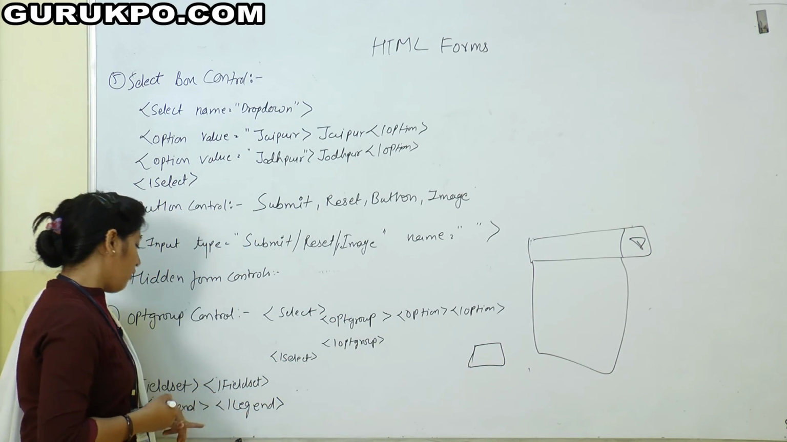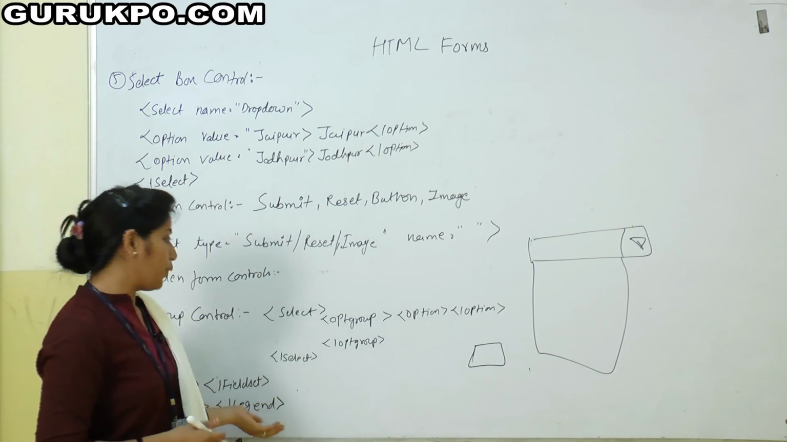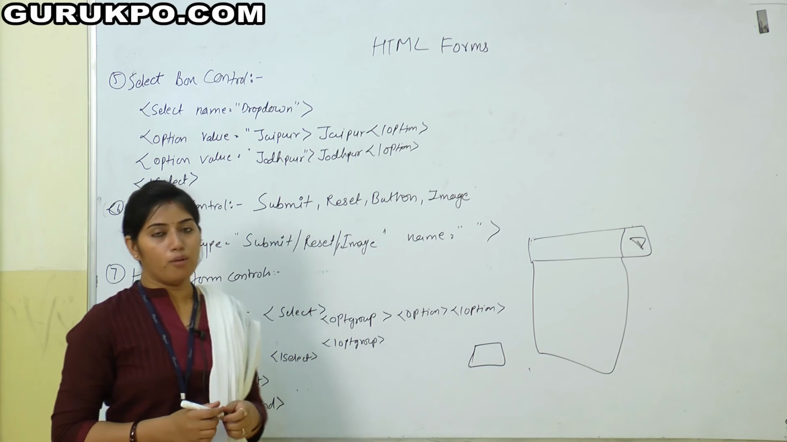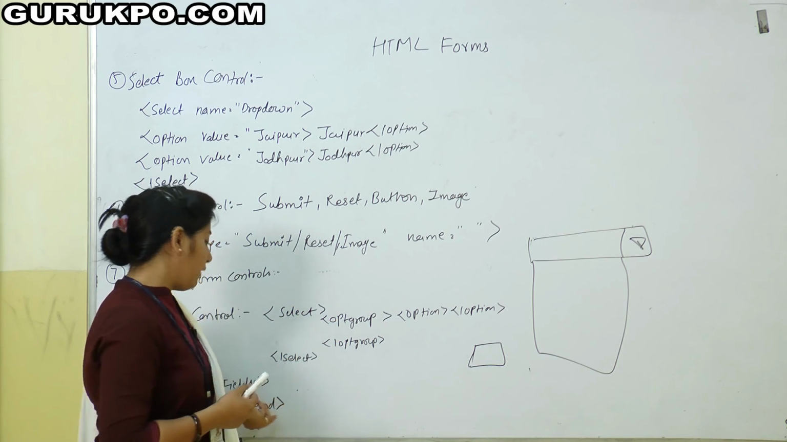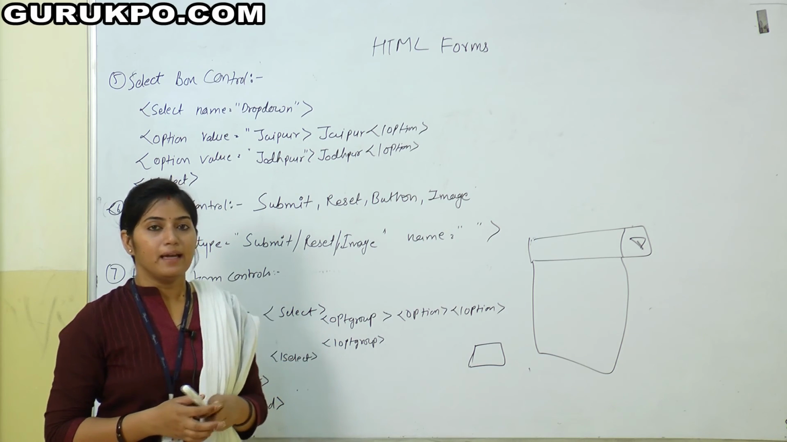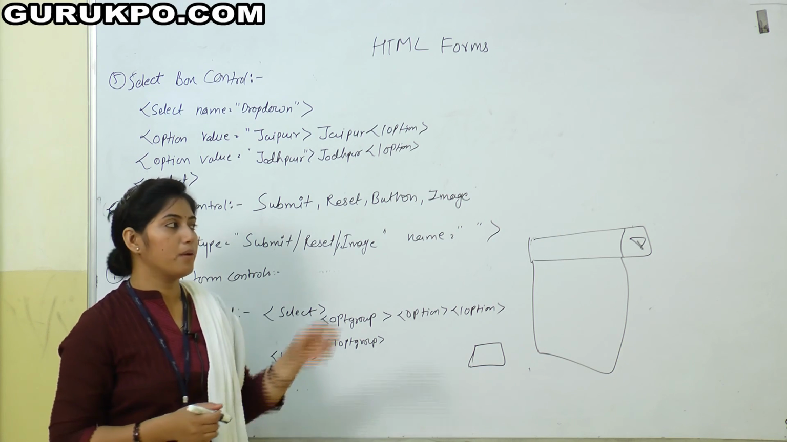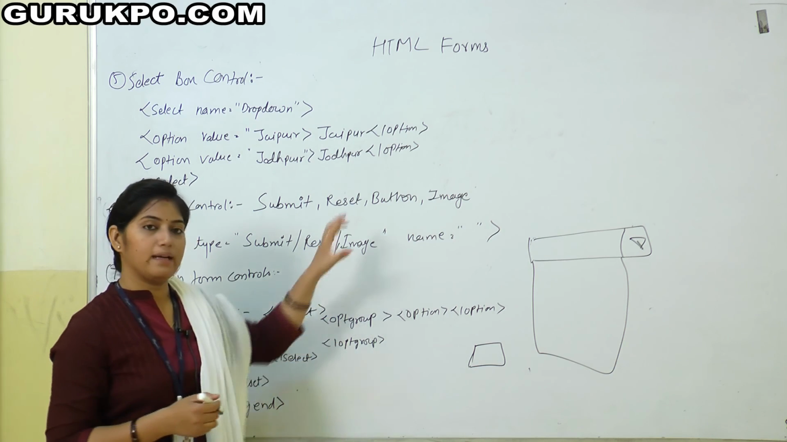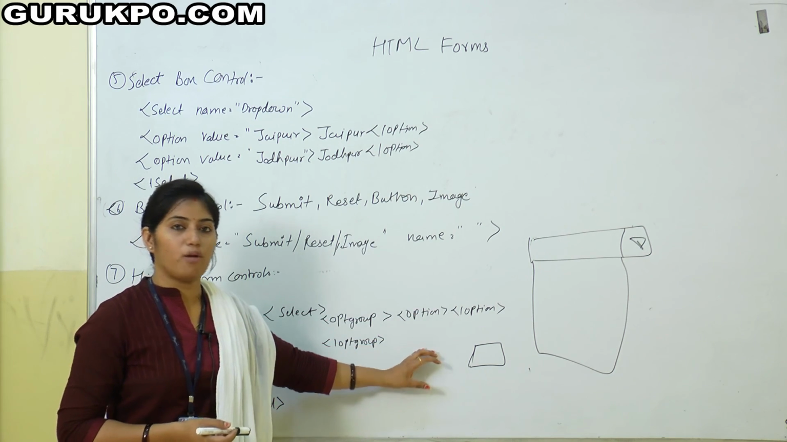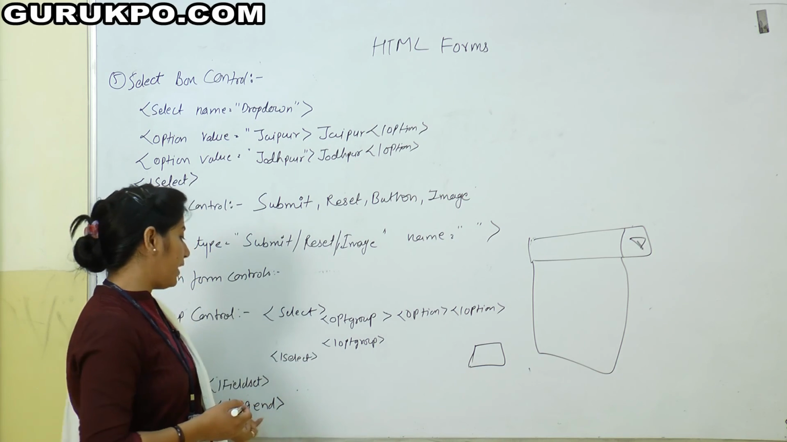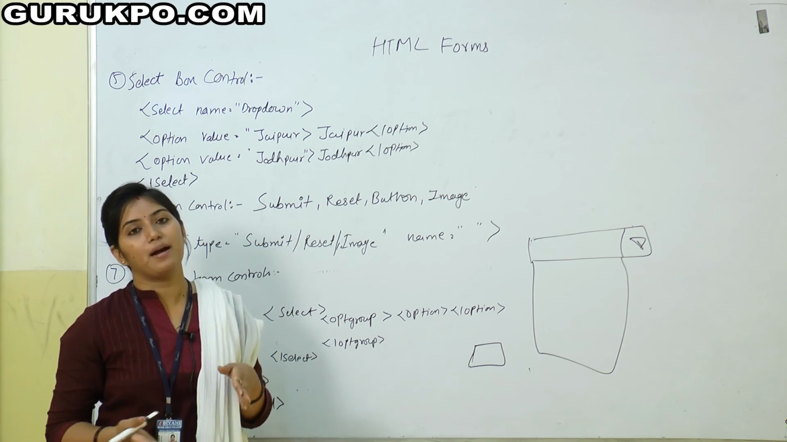Then the next one is the field set tag. Field set tag is used in a form to categorize our form. If we want to categorize our form into different types of values, then we use field set. Field set simply outlines our area in the form. Suppose we want personal information grouped in one area and educational qualification in a different area, then we use field set. It categorizes our form into different parts.